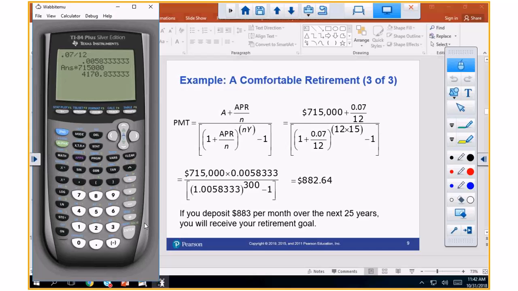Now we're going to stow that. Remember how we did stow? Alpha. And I'm going to call it numerator n. So that's in the numerator. So now we got to do the denominator.